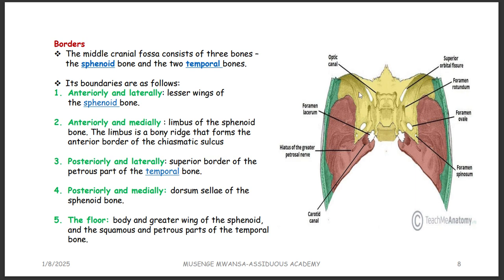And then if you look at the floor, it is going to have these big wings of the sphenoid. That's the greater wing of the sphenoid, and also the squamous part of the temporal bone, including also some part of the petrous part. Okay, you have got the hard part of the temporal and the flat part of the temporal bone, including the greater wings of the sphenoid. And actually, the body of the sphenoid, because you can see the entire of this is the body. So those are the parts that are making up the floor of the middle cranial fossa. Is that okay?